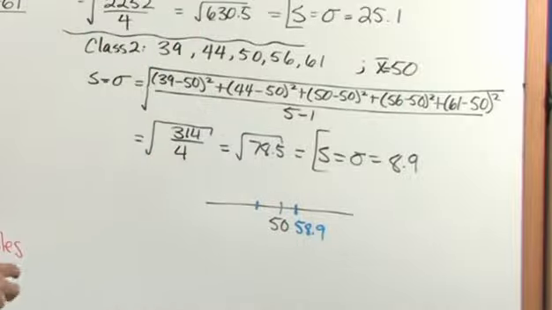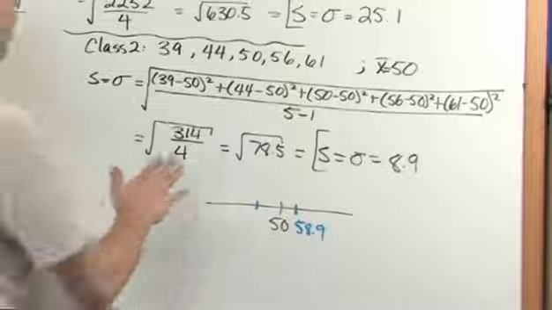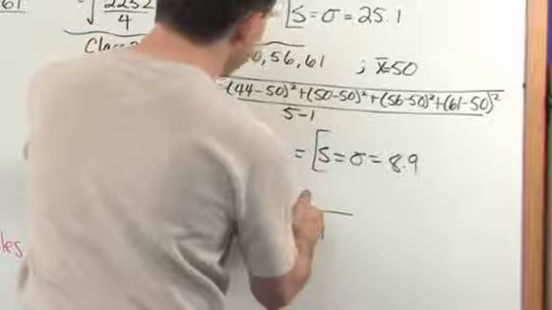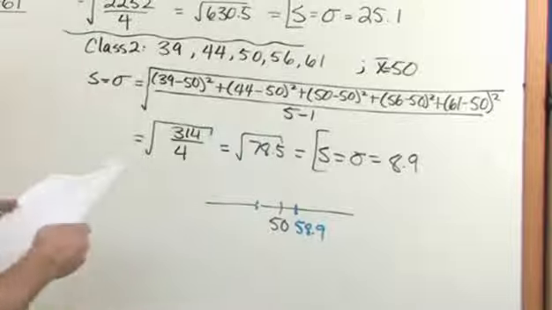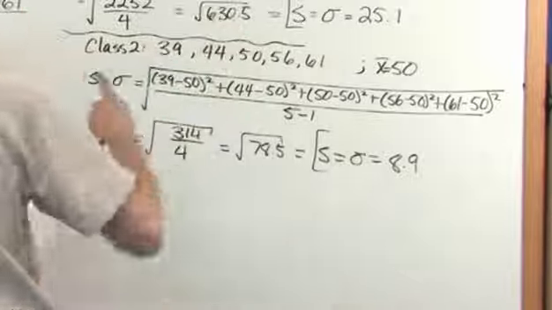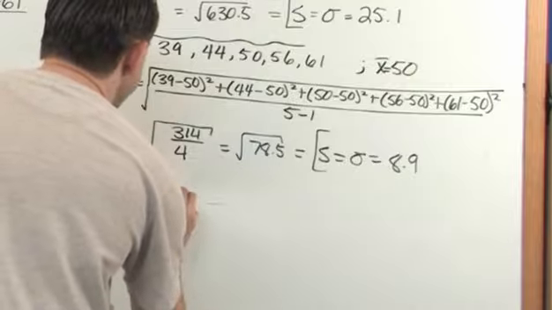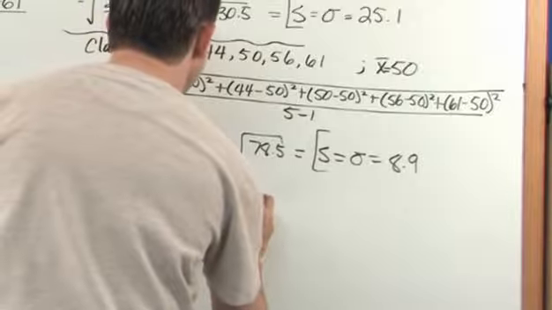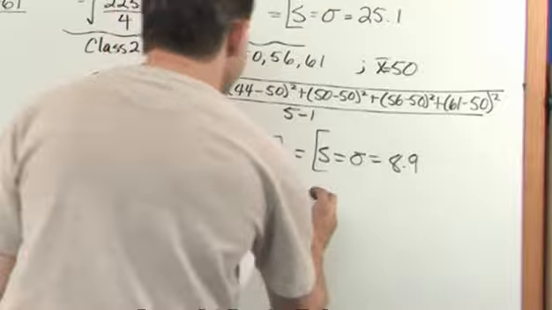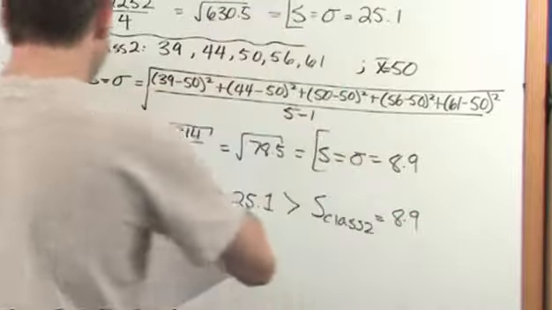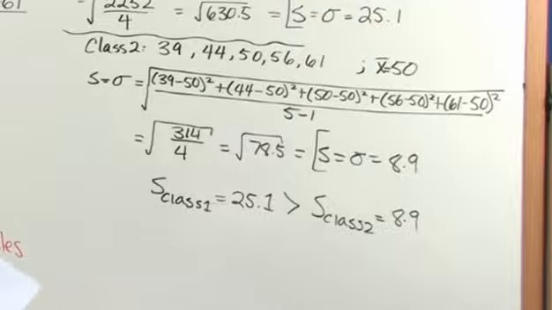And I'll write it down for you in a little bit, but basically what it means is that on average, 68% of your values are going to lie within one standard deviation about the mean. So what we have learned, just to write it down, is that the standard deviation of class 1 is 25.1, which is greater than the standard deviation of class 2, which is 8.9, and that is reflected in the data as well. The data for class number 1 looks to be spread about the mean farther than class number 2.